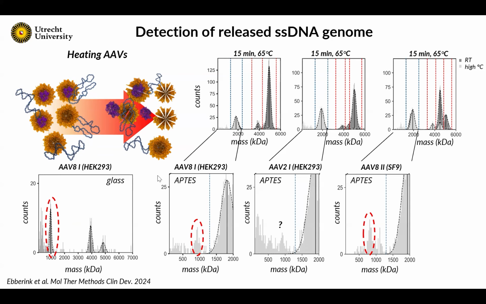This was the case for the AAV8 from HEK cells, but also with the AAV8 from insect cells. We saw this new peak arising, which has in this case a mass about 0.7 megadalton, corresponding to the size of the genome. For AAV2, this was unfortunately not so clear. It was more tricky to detect, or we could not detect it. But for the AAV8, we clearly see this new peak, which presumably is the single-stranded DNA that's being released from the filled capsids after heating.